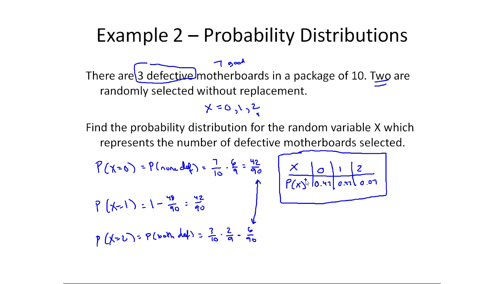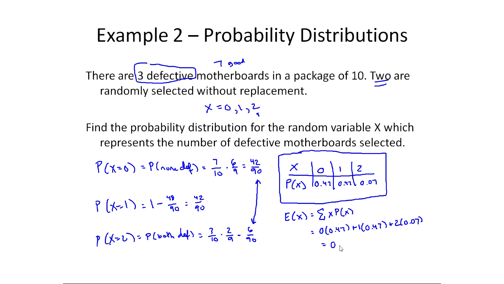Another thing I could ask about associated with probability distributions is the expected value. The expected value here would essentially be the mean. In the long run, if you were to repeat this experiment over and over again, how many defective motherboards would you expect to come across? If you were to pick 2 over and over again, on average, how many out of 2 would be defective? So expected value is the sum of each x times its probability. In this case, 0 times 0.47 plus 1 times 0.47 plus 2 times 0.07.